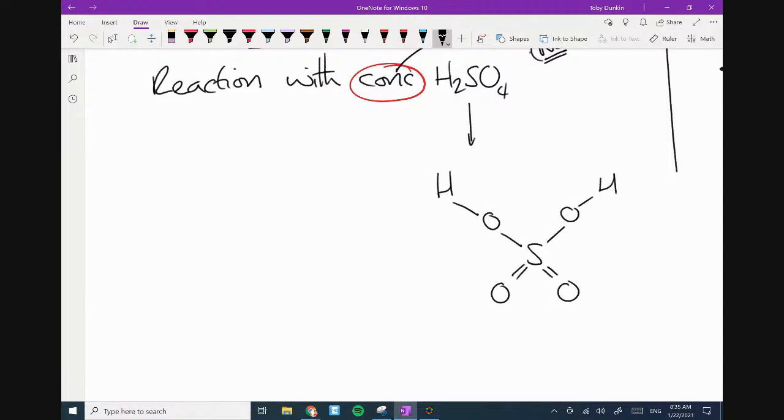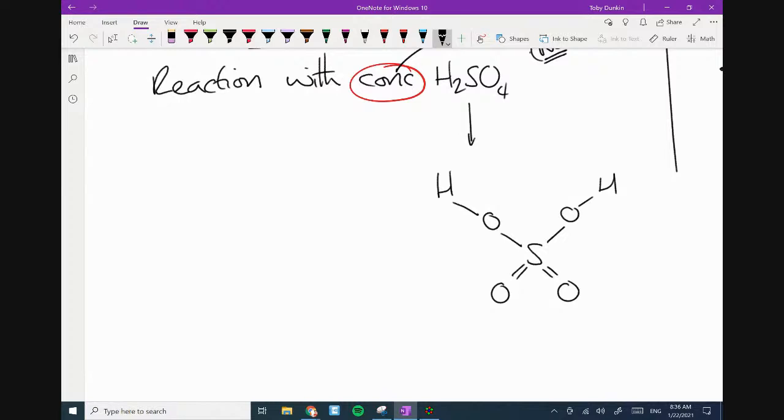Concentrated hydrochloric acid is a gas. Hydrogen chloride, you've seen this when you've done hydrogen chloride gas. You can't call it hydrochloric acid because it's not, it's a gas. Both nitric and sulfuric are liquids at room temperature because they're larger, with stronger hydrogen bonding between the molecules, technically.